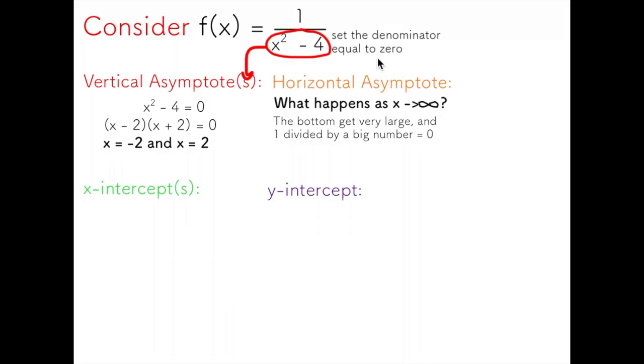The next thing I'm going to ask myself is what happens as x gets really, really big? I'm looking for the horizontal asymptote here. As x gets very, very big, the bottom will get very, very large. Imagine me subbing in a very large number here, squaring and subtracting 4. This is getting very, very big, but the top is staying the same as 1. And we know that 1 divided by a very, very big number is going to approach 0. So we can conclude that the horizontal asymptote will be at y equals 0.